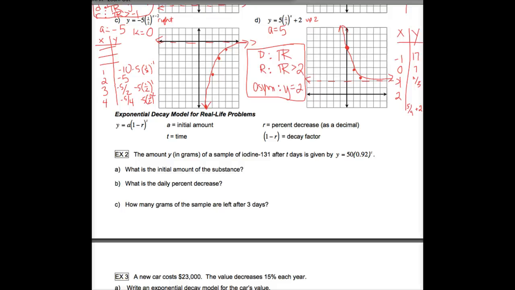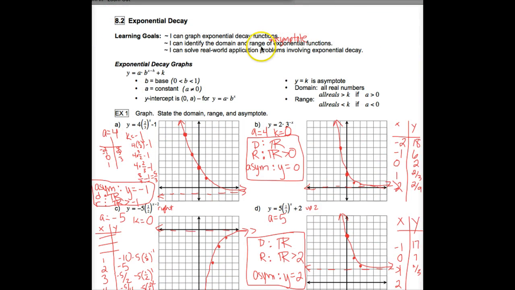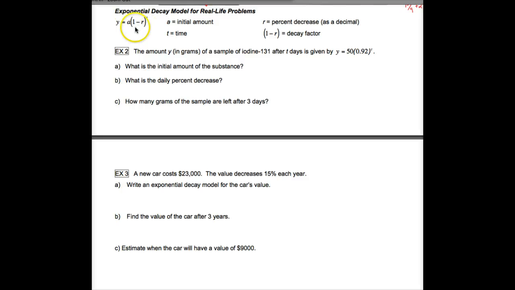All right, so hopefully we're good at graphing and we can now meet the first 2 learning goals here. So last one is to be able to solve real-world problems. So here's our exponential decay model that we're going to use for the real-world problems. Very similar to the original exponential growth, not the interest one, but the only difference between the formula is that this has a minus instead of a plus because it's going to be getting smaller over time.